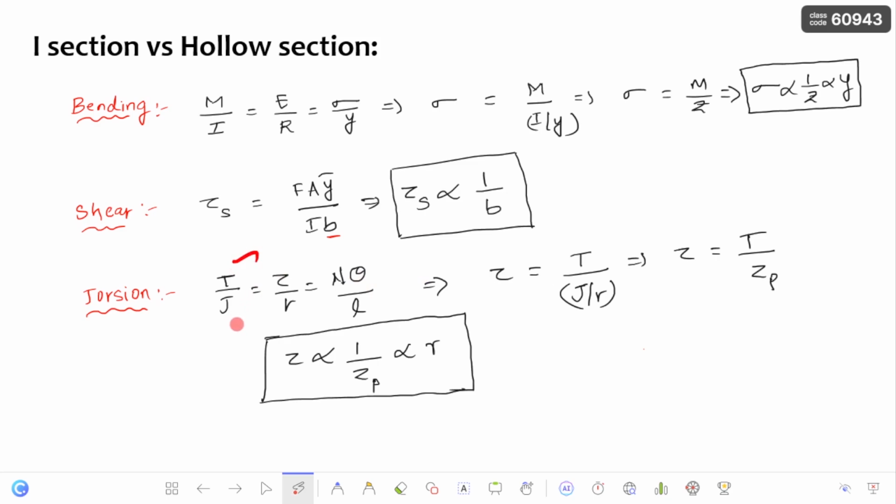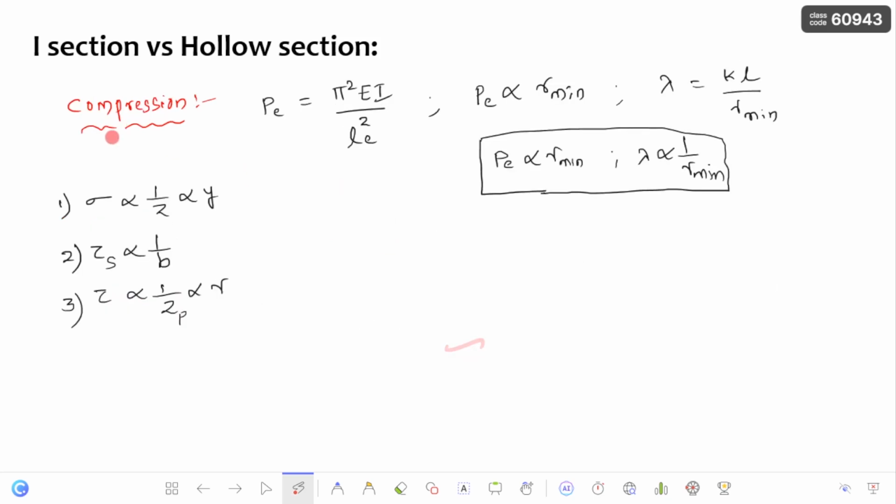Where T is the torque, J is the polar moment of inertia, tau is the torsional shear stress, R is the radius, N is the rigidity modulus, theta is the angle and L is the length. From this equation, the torsional shear stress is equal to the torque by J by R, where J by R is nothing but the polar section modulus. So the torsional shear stress is inversely proportional to the polar section modulus and directly proportional to the radius.